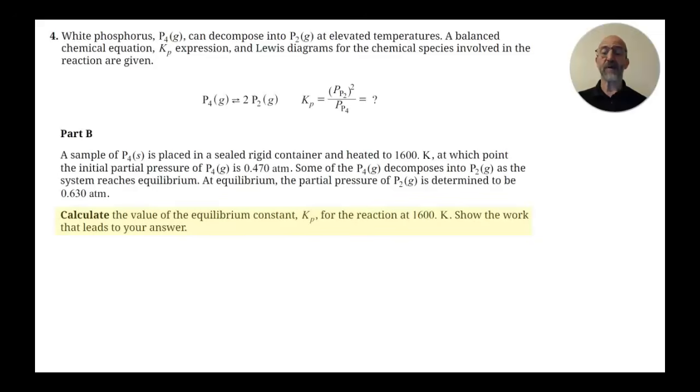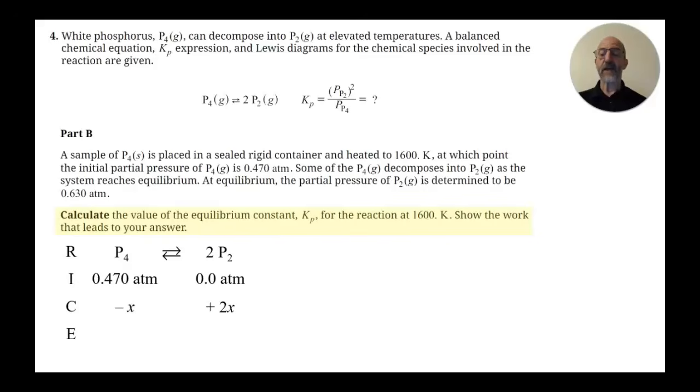Now, I made a RICE table, and I'm calling this a 2-point question, where 1 point is to determine the equilibrium partial pressure of P4, and then the other is to actually calculate the value of the equilibrium constant Kp. So in my RICE table, I've got P4 as the reactant, and then P2 as the product. The initial partial pressure of P4 is 0.470 atmospheres. And since the reaction has not yet occurred, the initial partial pressure of P2 would be assumed to be 0. Now, because there's a coefficient of 1 and 2, I have minus x plus 2x.